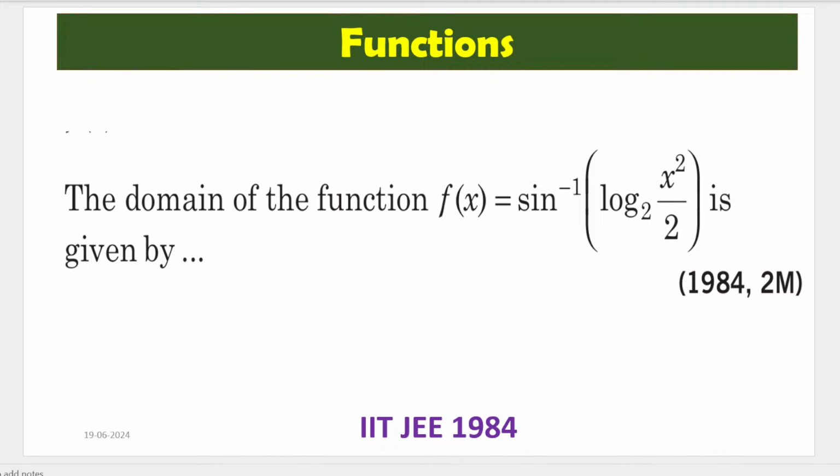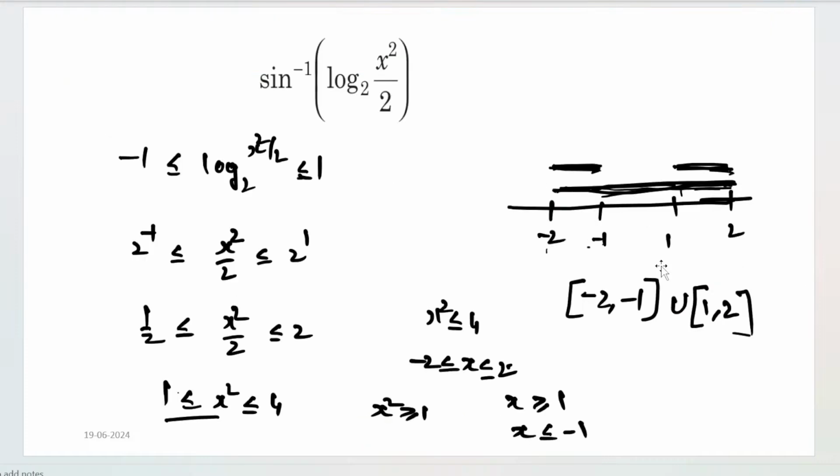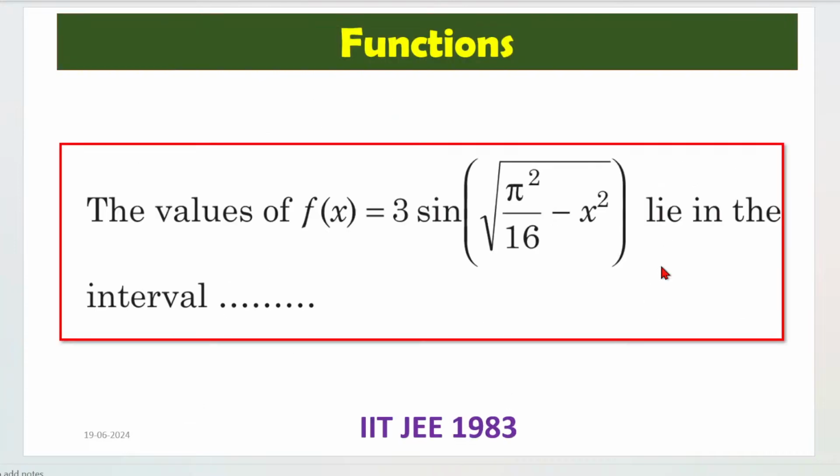Sir, the closed minus 2 comma minus 1 union closed 1 comma 2. Perfect, very good. Fantastic. Both closed together. Okay, minus two, minus one union one, two. Very good. This one, is it domain or range?